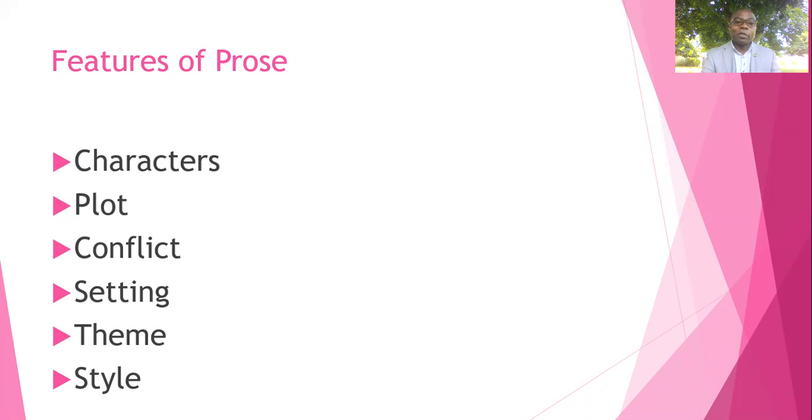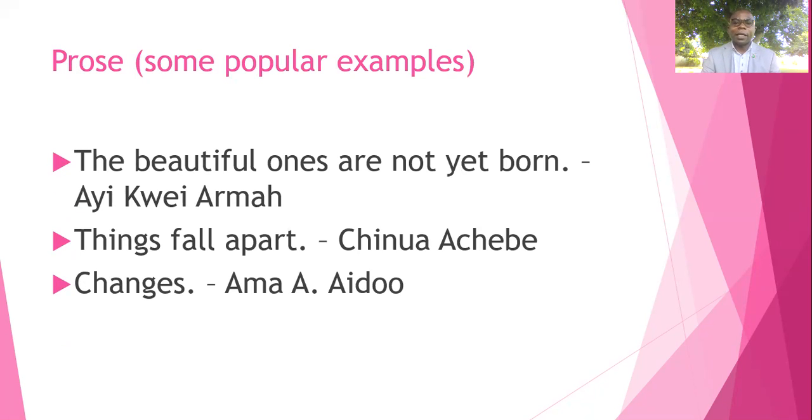Then we have some examples of prose, particularly in the African context. We know some of these examples. So The Beautyful Ones Are Not Yet Born by Ayi Kwei Armah. Actually, the beautiful in the way Armah captures it is spelled with a Y, not the correct spelling with an I. So I should have captured it that way. The Beautyful Ones Are Not Yet Born is one example of a prose. Things Fall Apart, the very popular Chinua Achebe novel, is a prose. And of course, Changes by Ama Ata Aidoo is also another example of prose.